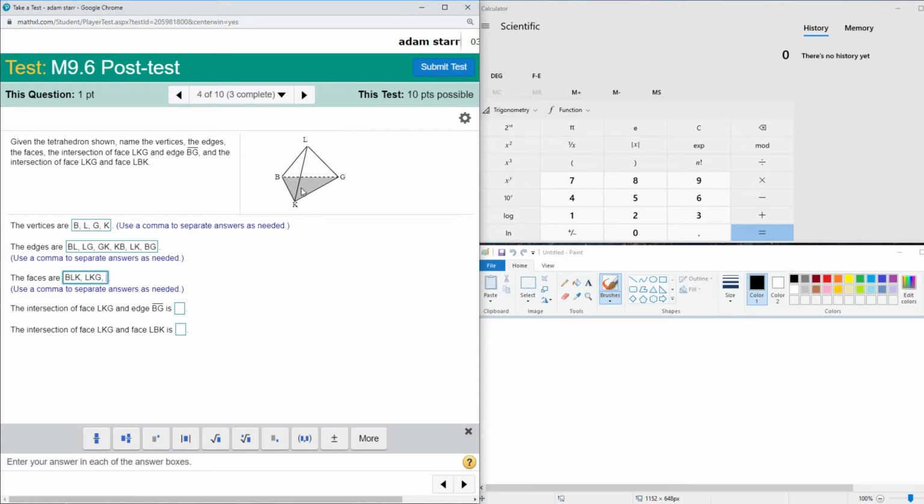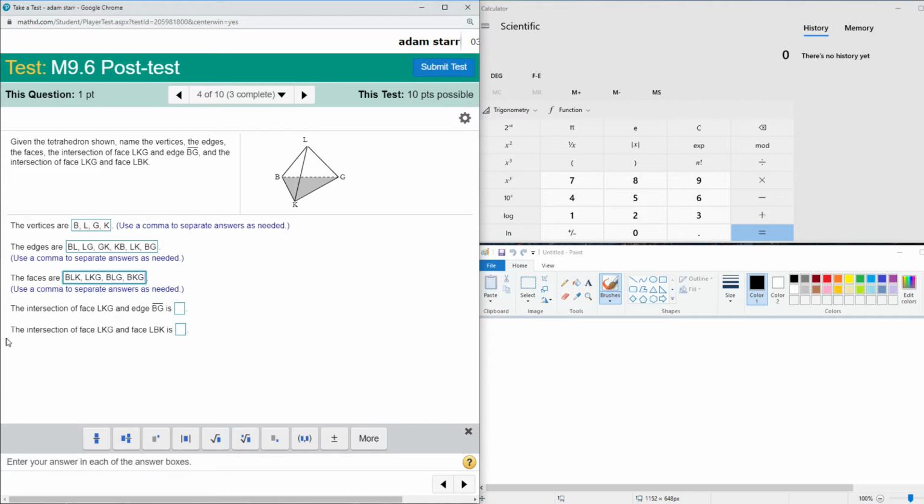So I have this face, and I have this face. Those are the two faces I'd be able to see if this 3D shape was in front of me. Then I have a face facing the opposite direction, so I wouldn't really see it, but it's this face here, BLG. And then I have the face at the bottom that's in this dark gray, BKG. So there are 4 faces to this figure.